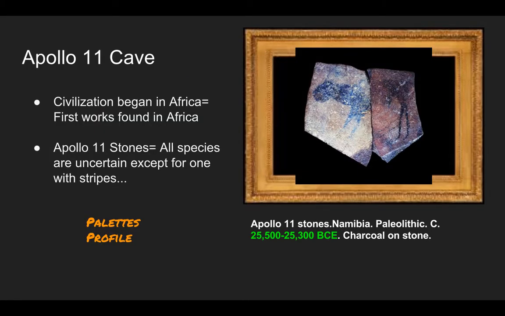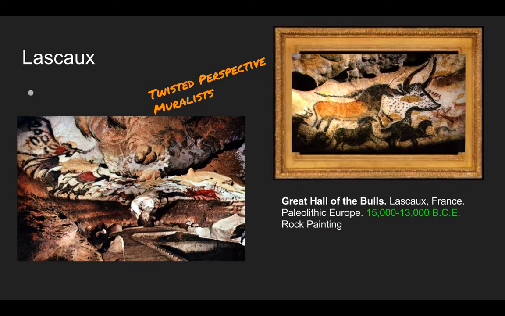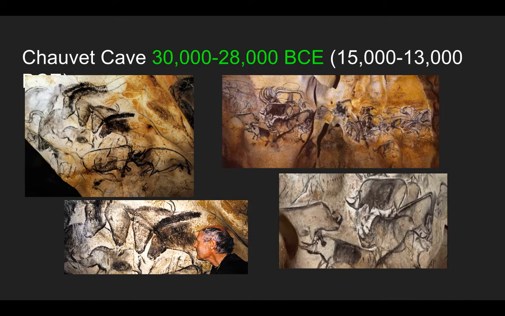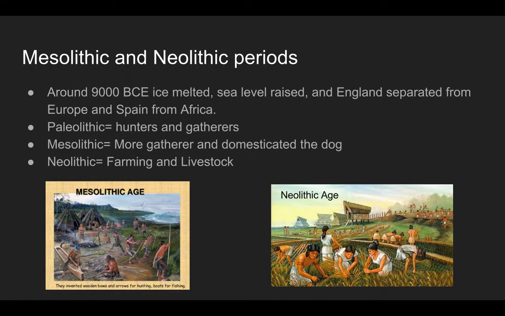So we go from early paintings, Paleolithic. All of this is Paleolithic era. Now we're coming into Neolithic. So Mesolithic and Neolithic. Again, Mesolithic means Middle Age or Middle Stone Age. Lithic meaning stone. Neolithic is New Stone Age periods. So around 9000 BCE, the ice began to melt, sea levels began to rise, and England separated from Europe and Spain from Africa.